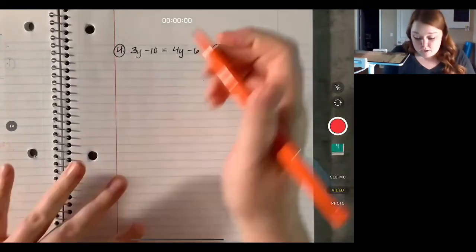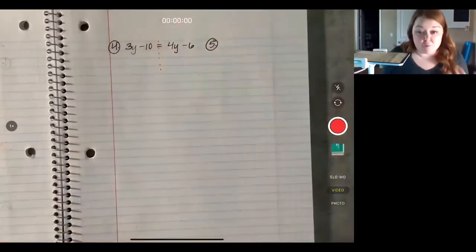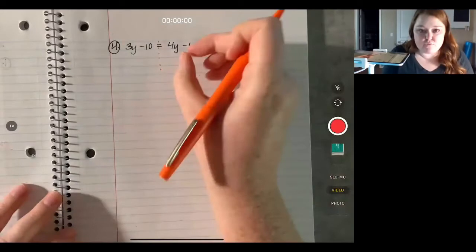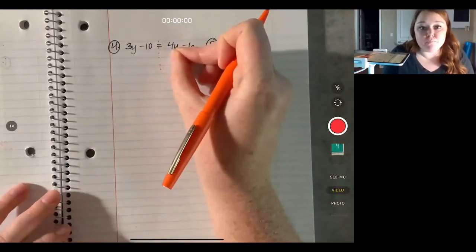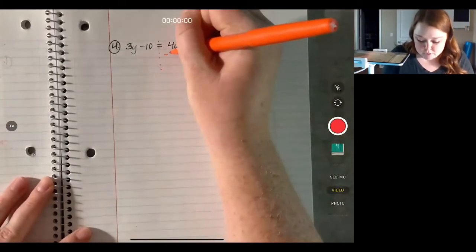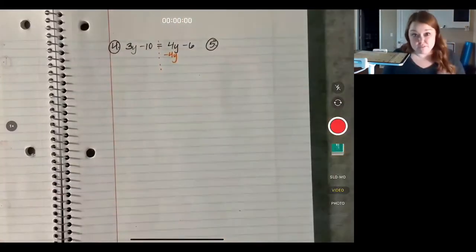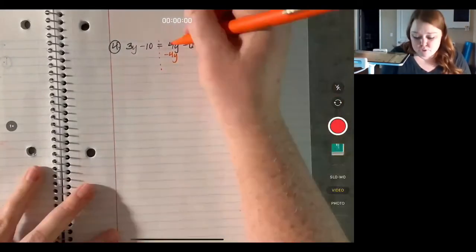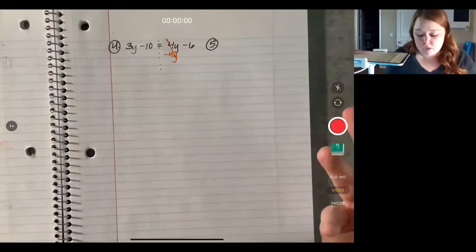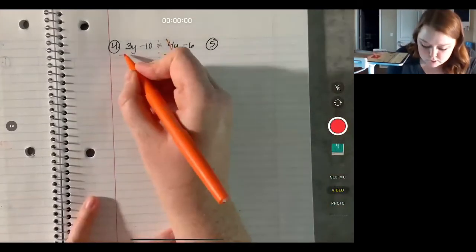Okay, so I always like to put my variables on the left most of the time. So I'm looking at this 4y thinking, I'm going to move you. How I do that is I'm going to subtract a 4y. Since it's positive 4y, I'm going to subtract 4y so that it cancels to nothing. Whatever I do on one side, I do to the other.